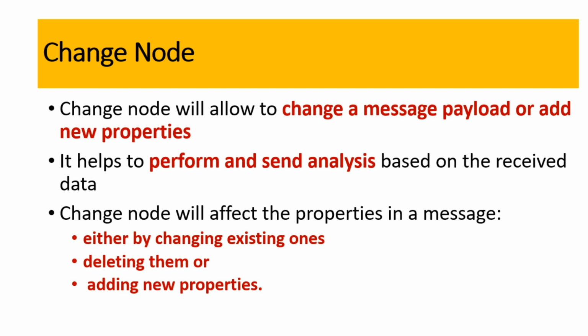The change node will affect the properties in a message. There are three properties it holds. One is changing an existing one, or we can delete them, or it helps us to add new properties. So these are the three important properties associated with the change node. You can either change the existing one, or delete them, or add new properties. Let me repeat it again: the change node helps us to perform some analysis and send the analysis based on the received data.